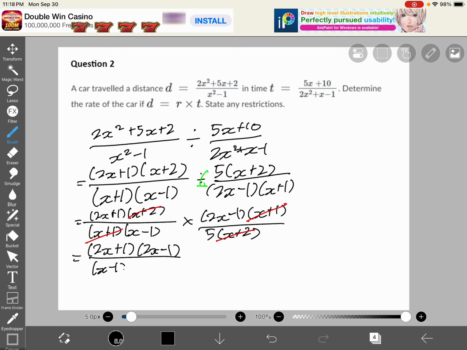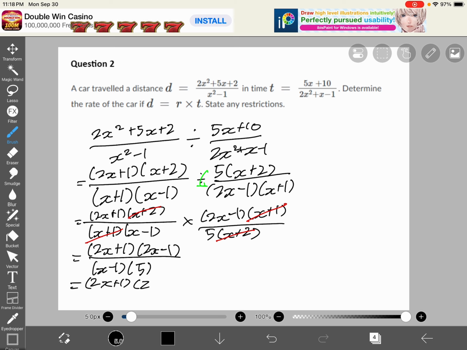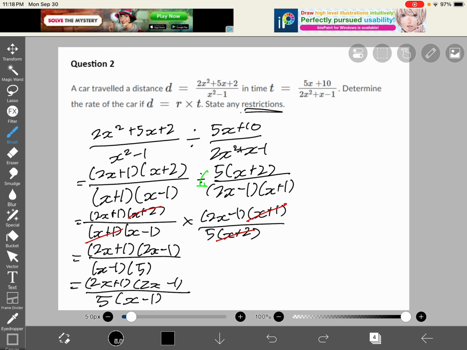and x minus 1, 5. That looks weird, so let's write it down again, properly this time. X plus 1 and then, wait, over 5x minus 1. There we go. And then after this, so this should be r, so let's put that there, equals r.